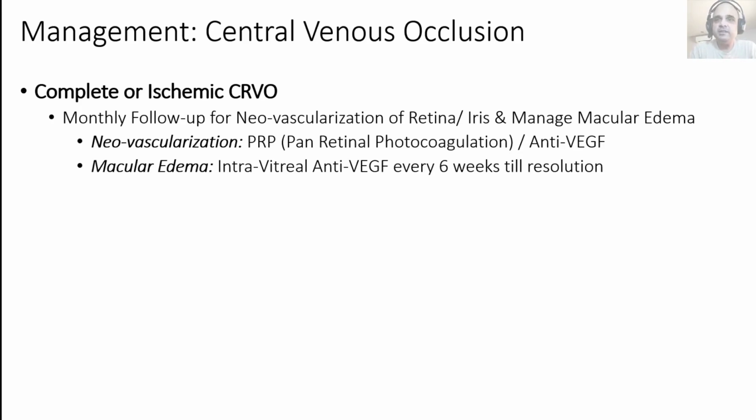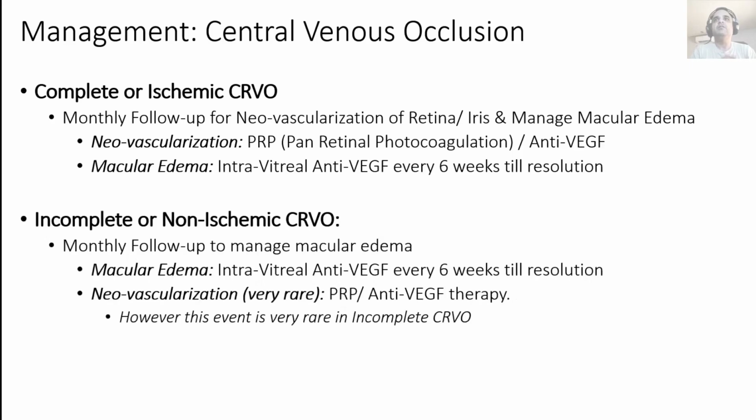If you start seeing neovascularization, you can do PRP or anti-VEGF. If you see extensive macular edema, you can give intravitreal anti-VEGF for 6 months till resolution. For an incomplete or a non-ischemic CRVO, we do monthly follow-ups to manage macular edema now, because remember, there is more edema here, and again, it's an anti-VEGF injection every 6 weeks until the edema resolves. Neovascularization here is very rare, but again, we do a PRP or an anti-VEGF.